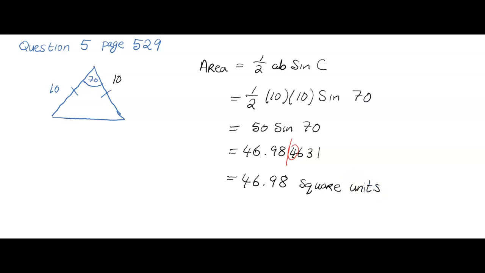Is that okay, lads? So it's not too difficult, this question. The hardest part was knowing that these symbols mean that they're the same length, okay? So again, half AB sine C. So half, A is 10, B is 10. It doesn't matter which you call A and which you call B. Sine 70. So 10 by 10 is 100. Half of it is 50. Sine 70. Stick that into the calculator, and this is my answer, 46.984631. And when I round it off, it's 46.98 squared units to 2 decimal places.